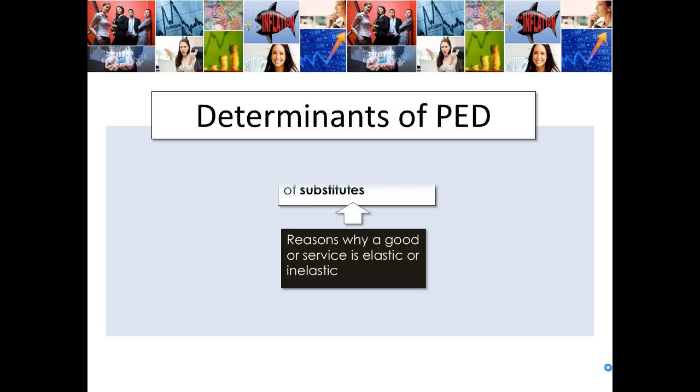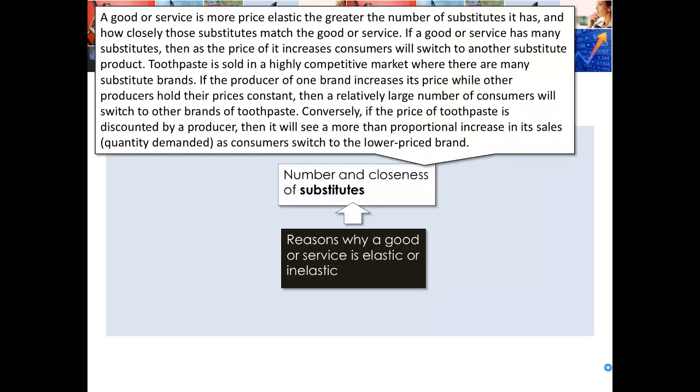Now, what determines the value of price elasticity of demand? What determines whether it's elastic or inelastic? The first is the number and closeness of substitutes. If a product has a lot of close substitutes, then one producer trying to raise the price of their good, consumers are immediately going to switch out into another substitute. The price of Pepsi goes up, consumers immediately switch out to Coke.